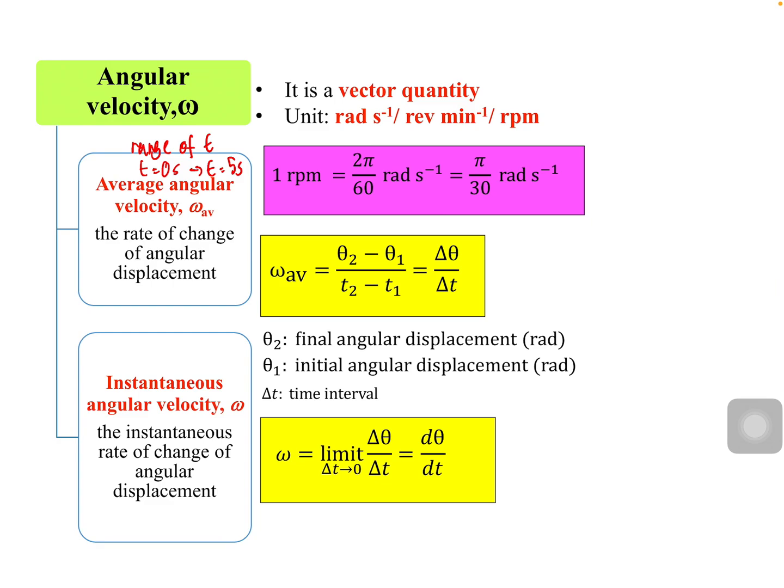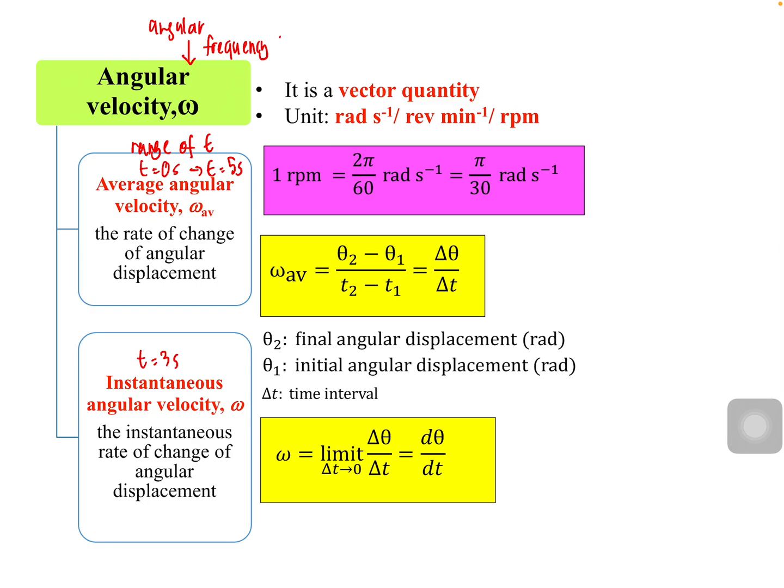Instantaneous pula basically is angular velocity at a certain time. Kalau instantaneous, dia bagi t equal to 3 seconds. What is the angular velocity? Okay, another thing, angular velocity also can be called, sometimes they ask for angular frequency. It's the same thing. It is a vector quantity, means that it has magnitude and also direction. The unit is radian per second, revolution per minute ataupun RPM. Revolution per minute ni adalah RPM lah.